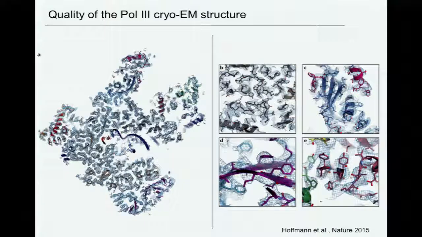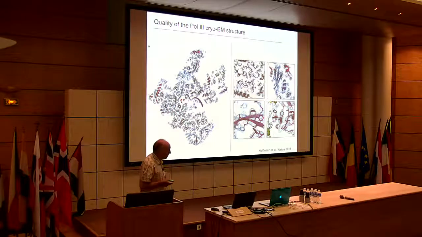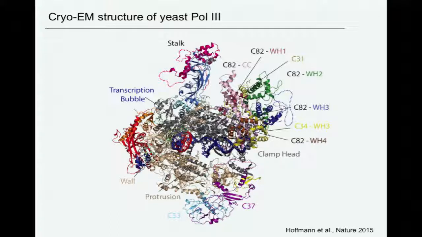This shows you the electron density. Again, you have seen similar pictures from other people. You see in the center the density is very nice, and you have really side chain resolution, and you can build very precise models. However, the density for the outside parts is much more flexible, so there's more mobility there. So the resolution is not completely uniform, as is often the case in these very large assemblies. So this shows you the overall structure.